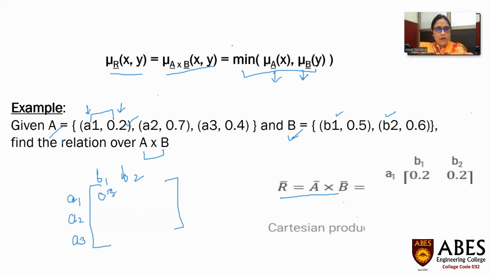Using this formula, I'll be writing 0.2 here. At this position, for B2, we have A1 at X and B2 at Y. So I'll look at the membership values of A1 and B2. A1 is 0.2 here and B2 is 0.6. Again, the minimum membership value will be chosen, which is 0.2 here. Now at the next point, A2 and B1. For A2 it is 0.7 and for B1 it is 0.5. I will be taking the minimum value, which is 0.5 here.